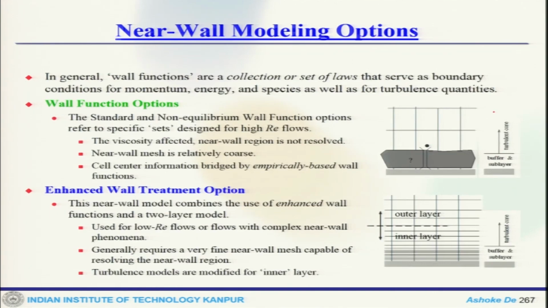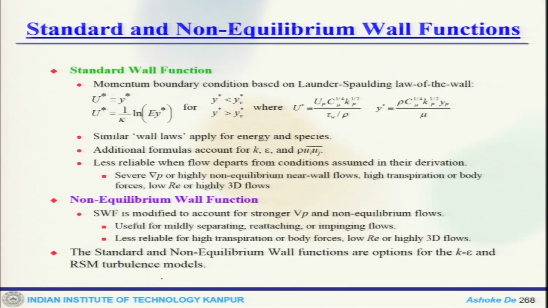if you look at this, this is the buffer layer, and this is the inner layer and outer layer. So depending on the mesh resolution one can resolve these. The wall function options, the standard and non-equilibrium wall functions, are designed for high Reynolds number flow. There the viscosity affected near wall region is not resolved, so the near wall mesh is relatively coarse and the model is empirical based. And if you go for the enhanced wall function situation, then it is used for low Reynolds number flows or flows with complex near wall phenomena. This requires fine near wall mesh capability and is modified at the inner layer.